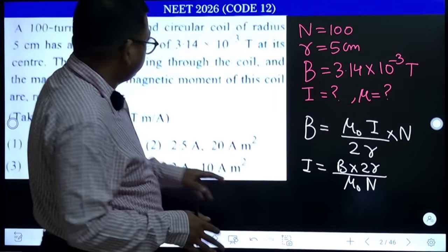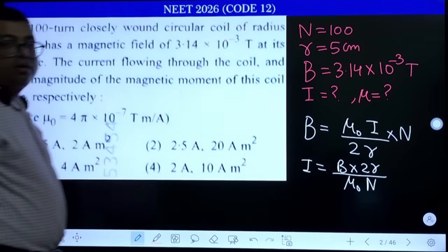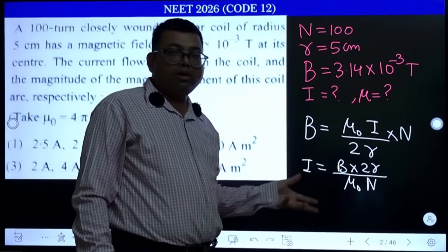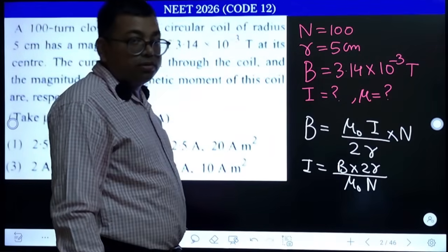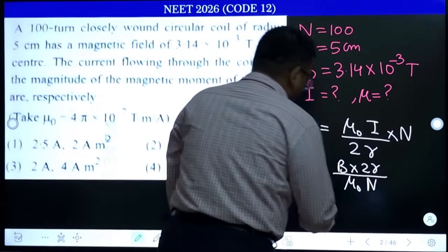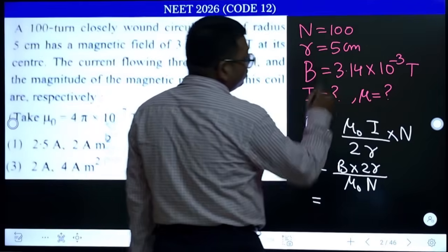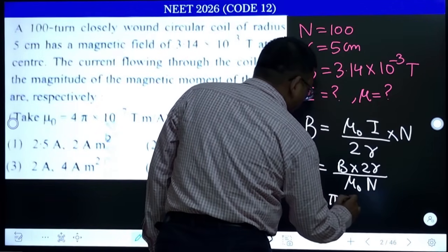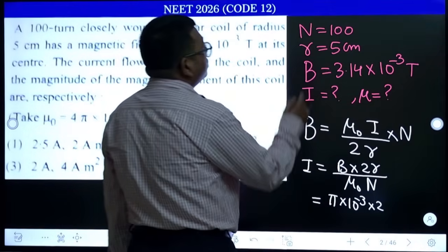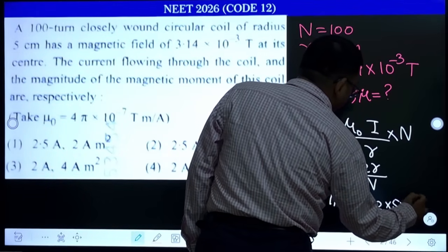Now let us substitute and check, and we have the options 2.5, 2.5 pi, right? This is what, and if we have to calculate magnetic moment, it means what? Current into area. So area we can calculate because radius they have given. Now this question is pure calculation, we can do that. Let us try this. Okay, so magnetic field is given how much? Let us write this in terms of pi because 3.14 is pi into 10 to the power minus 3, right, into 2 times radius 5. So I will write this as 5 into 10 to the power minus 2 to keep it in meters.